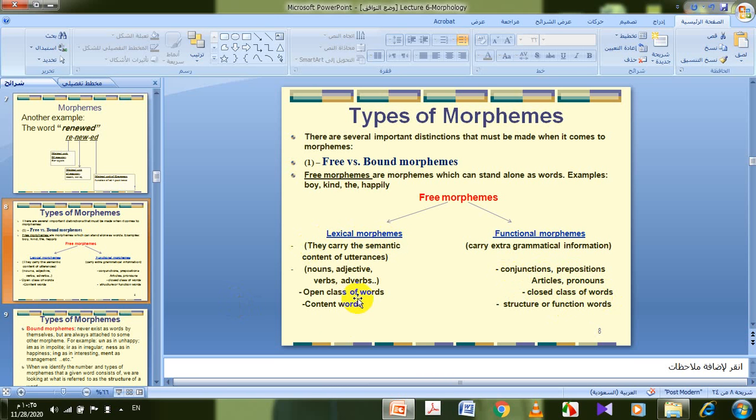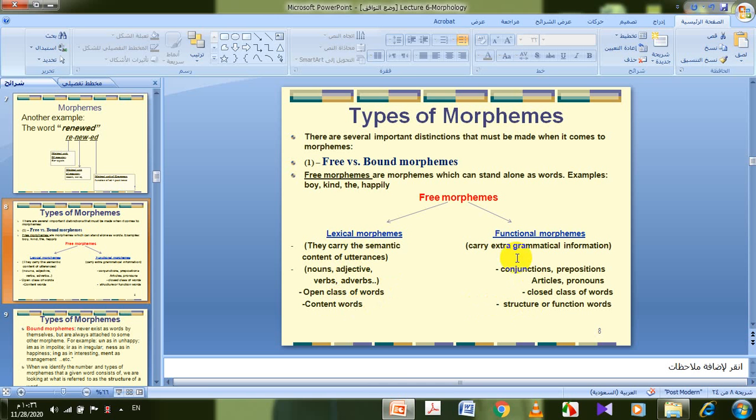Okay. Lexical morphemes are content words. When we say content words, it means they have content. They have meaning. Content words. Lexical morphemes are content words. It means they have meaning.